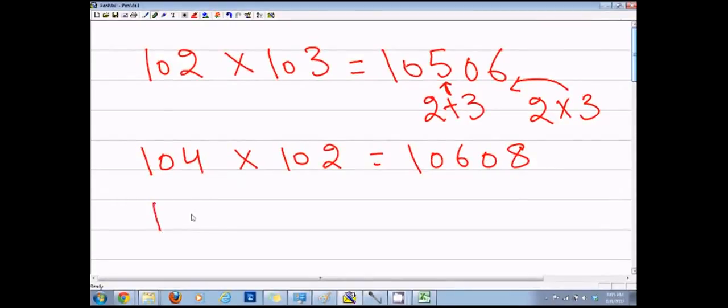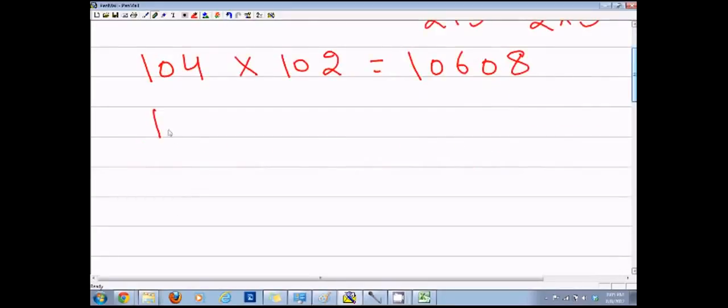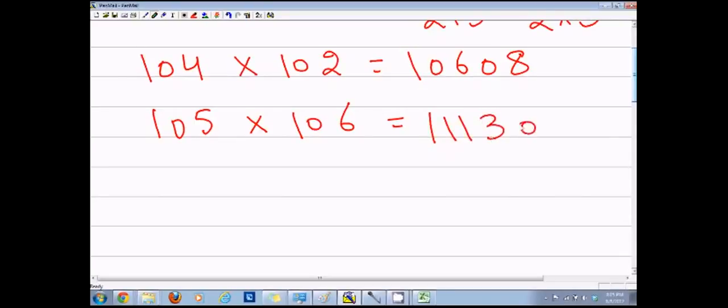Again, if we have 105 and I want to multiply by 106, then the answer will be 1, 5 plus 6 is 11, and 5 into 6 is 30, so 11130. So this is a quick way you can multiply numbers which are close to 100.